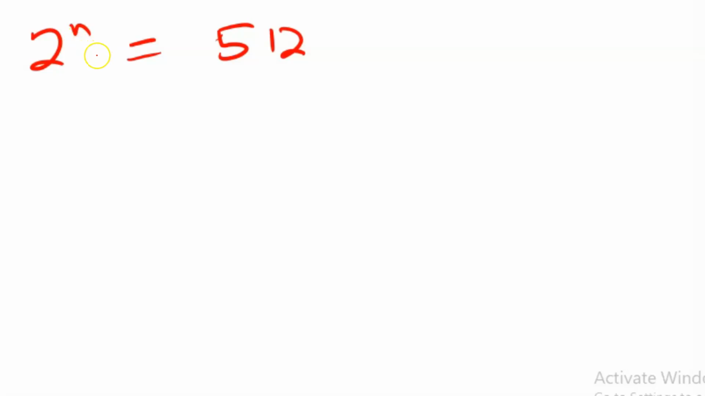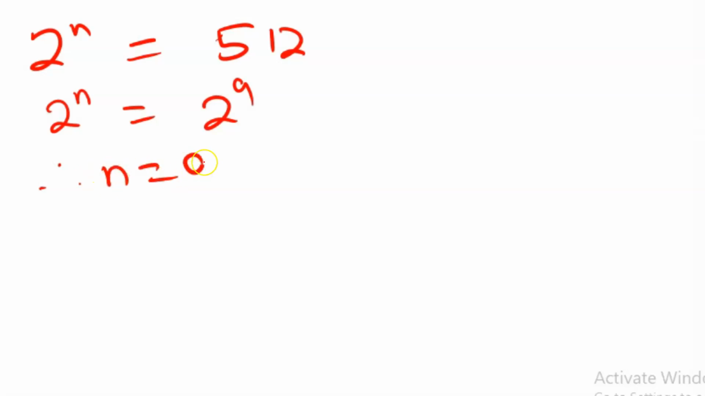We want to find n. So we can express 512 in terms of 2. So 2^n is equal to 2^9. Okay, the bases are the same, so we can say that n is equal to 9. That is our answer. Let's look at the last question.